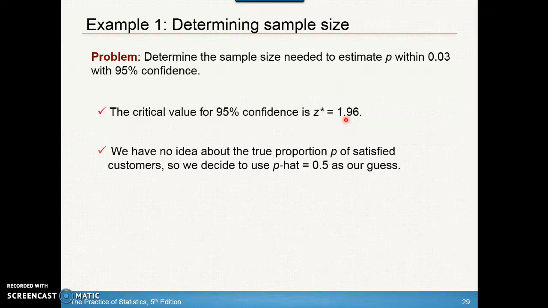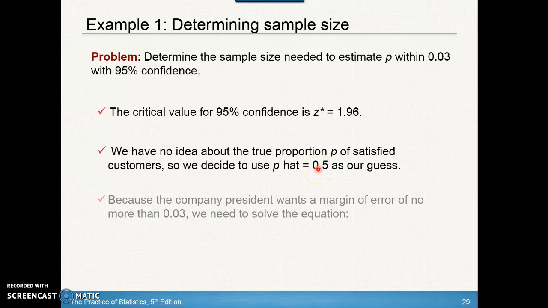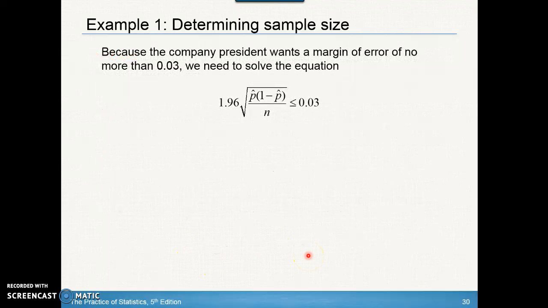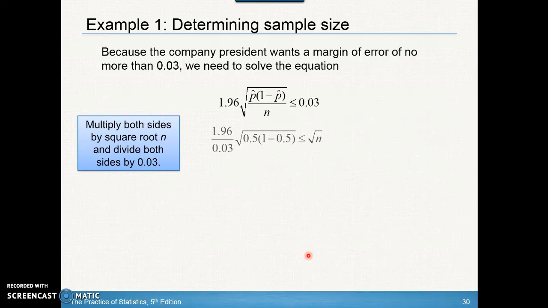We have no idea about our true proportion p of satisfied customers, so we use p-hat as 0.5 as our guess, okay? So there's actually sort of two ways to do this question. I've done it both ways, but I would accept both answers here. If you use that as your proportion from the previous one, that's okay, but since it's not actually stated, you could also use the conservative method of 0.5 as your guess. Because the company president wants a margin of error of no more than 3%, we need to solve the equation: the margin of error has to be less than or equal to 3%. So right now we're just plugging everything into our formula.